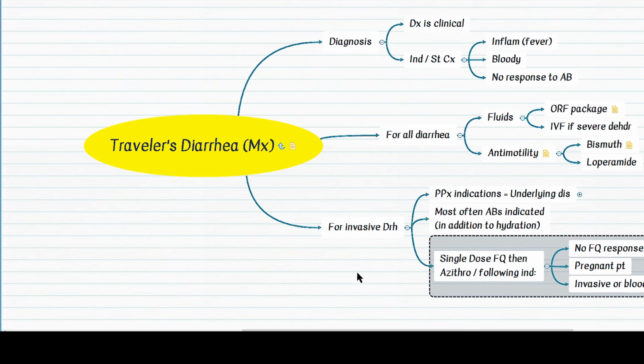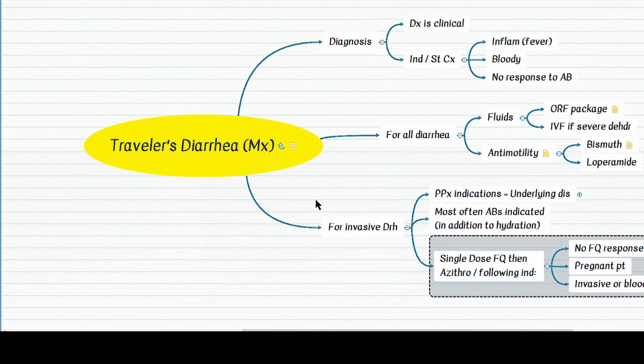First of all, if the patient has no fluoroquinolone response, or if the patient has invasive or bloody diarrhea. Also, if the patient has clear contraindications to fluoroquinolones. This brings us to our first case.